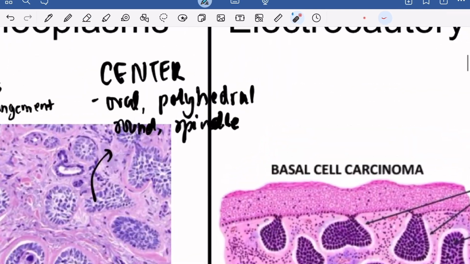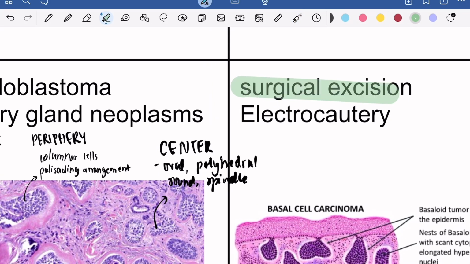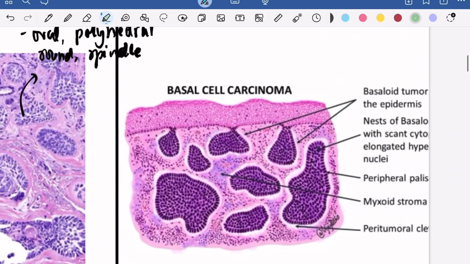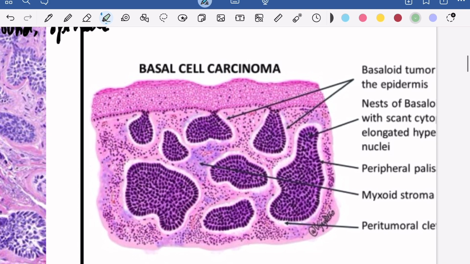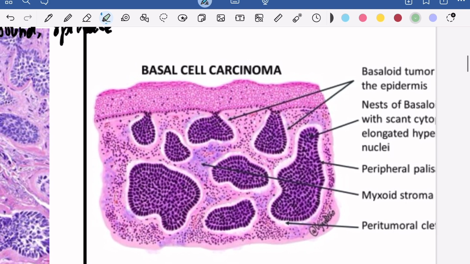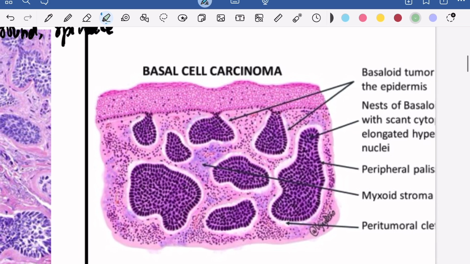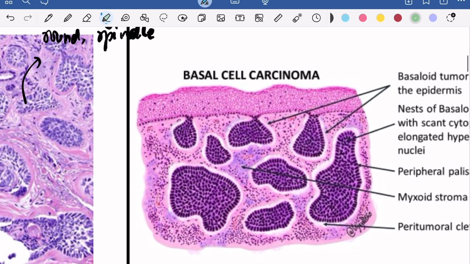Coming to the treatment, it is usually surgical excision or electrocautery. And in this small picture, we can see that the basal cell carcinoma of the epidermis has nests of basaloid cells with scanty cytoplasm and elongated hyperchromatic nuclei. There is peripheral palisading and myxoid stroma, and also a peritumoral cleft.